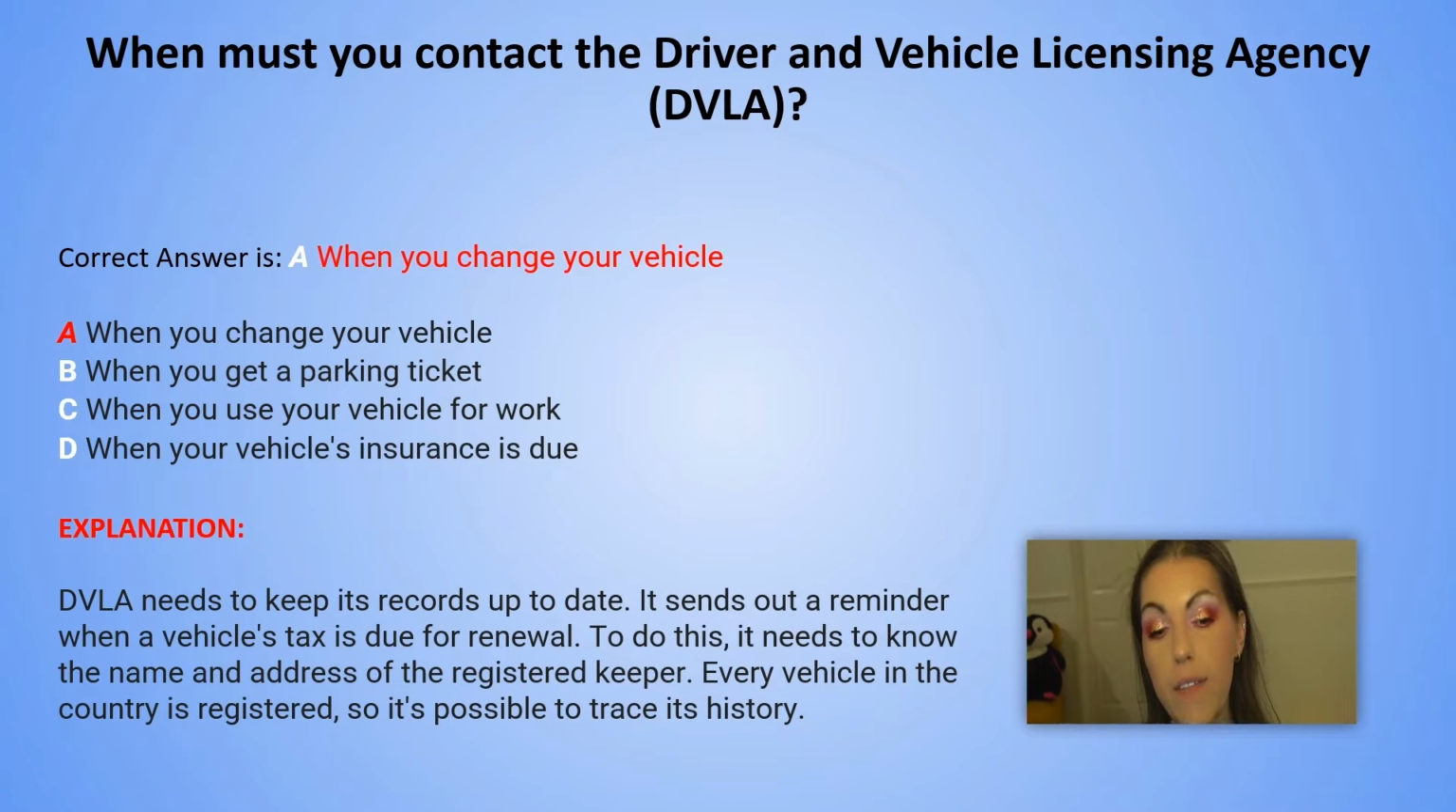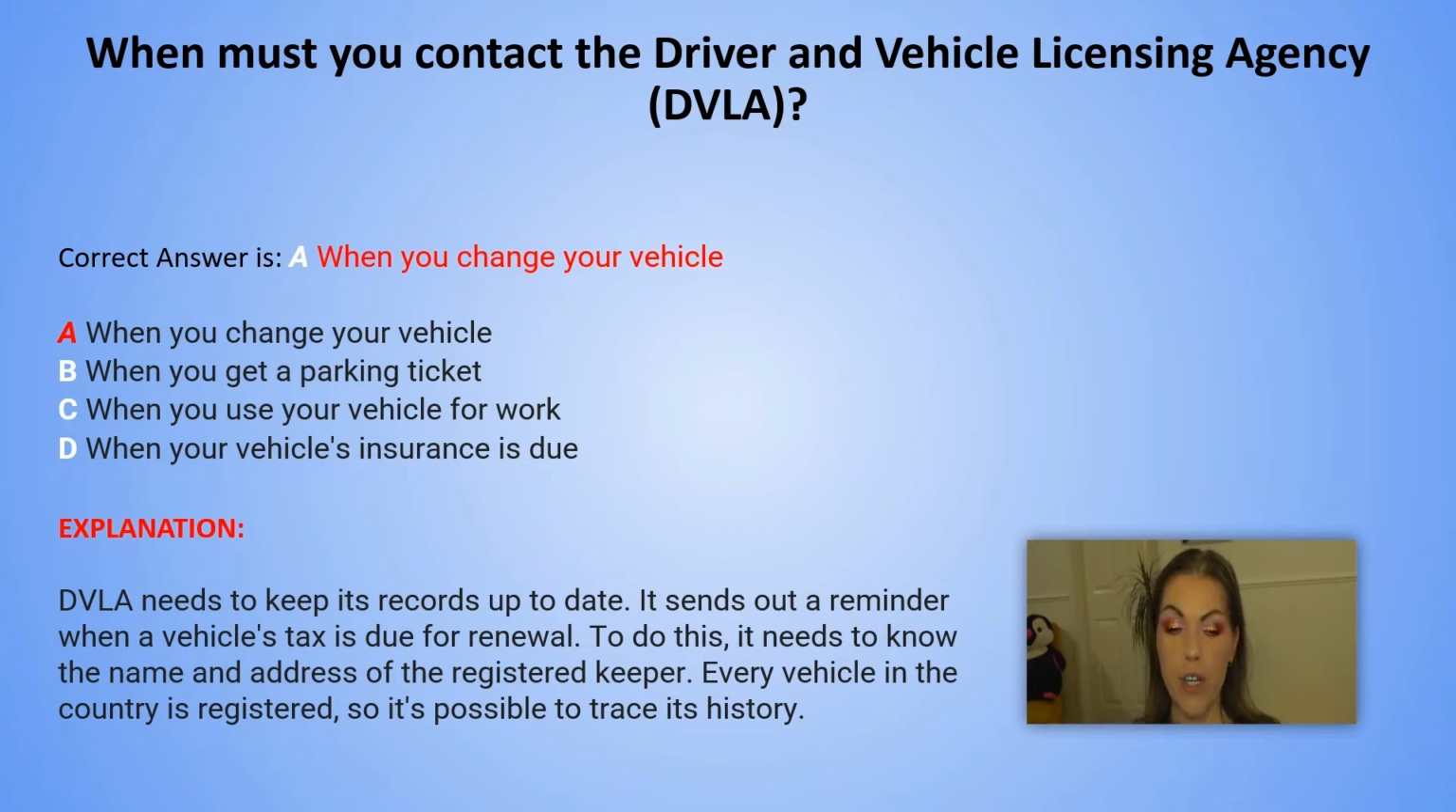Explanation. DVLA needs to keep its records up to date. It sends out a reminder when a vehicle's tax is due for renewal. To do this, it needs to know the name and the address of the registered keeper. Every vehicle in the country is registered, so it's possible to trace its history.